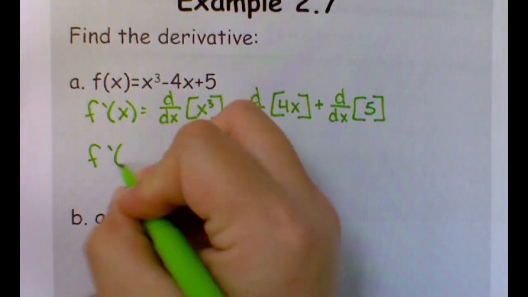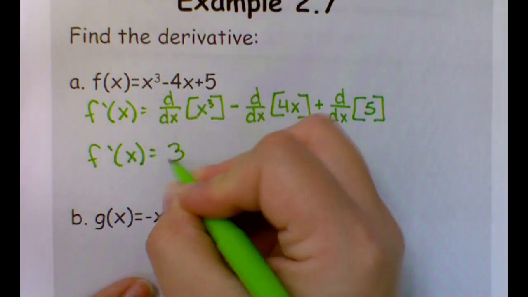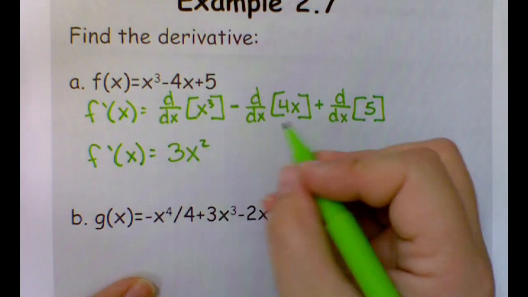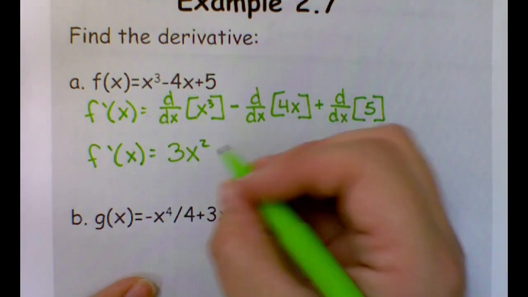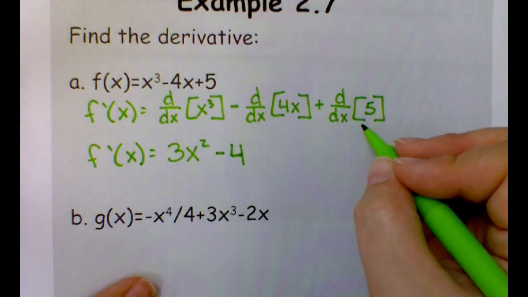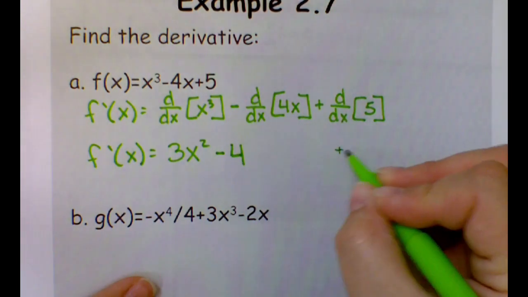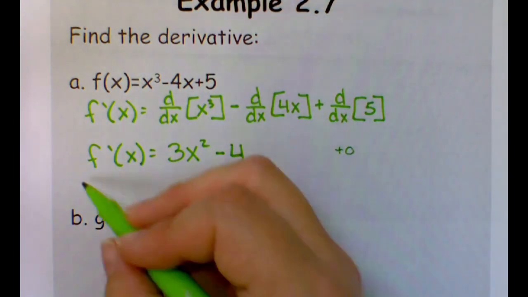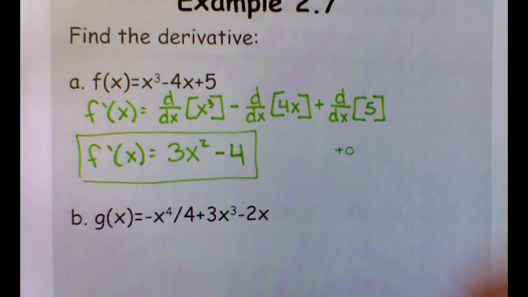Well, the derivative with respect to x of x cubed is 3x squared. The derivative with respect to x of 4x is just 4, so minus 4. And the derivative with respect to x of 5 is 0. We could put a plus 0 on the end, but we don't really need it. So our derivative is just 3x squared minus 4.